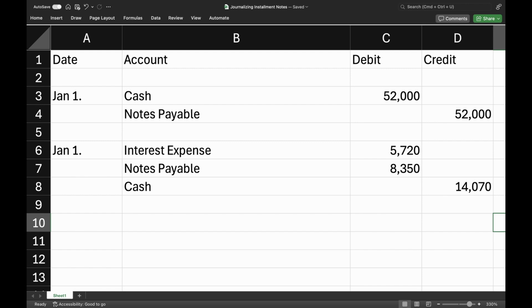And there you have it. You should now be able to journalize the issuance of installment notes and the first payment of those notes.